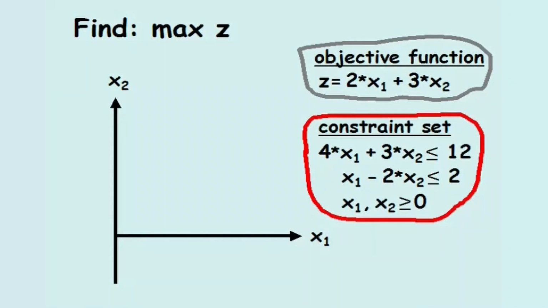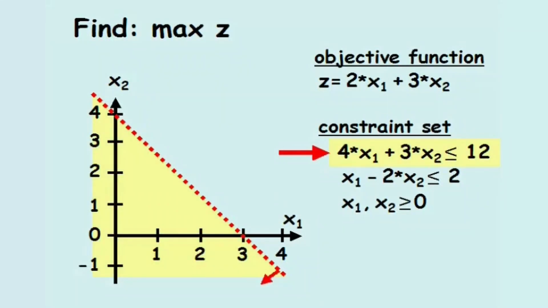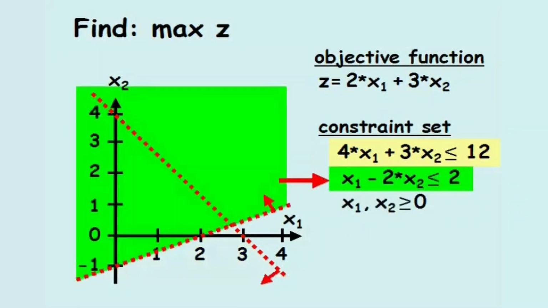Plotting out 4 times x1 plus 3 times x2 is at most 12, the feasible solutions for this linear constraint are shaded in yellow. The constraint of x1 minus 2 times x2 is at most 2 is sketched in, and the feasible solution for this constraint is shaded in green.